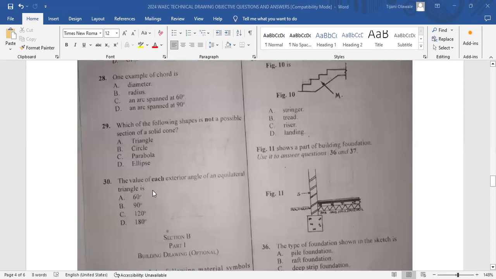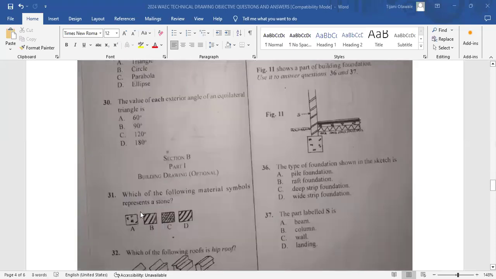Then question 30 says that the value of each exterior angle of an equilateral triangle is 120 degrees. The interior angle of an equilateral triangle is 60 degrees each. Then the exterior angle will be 120, so you subtract 60 from 180, and that will give us 120 degrees. So we have answered questions 1 to 30 on general geometrical drawing. Now we move to building drawing, which is going to be questions 31 to 40.